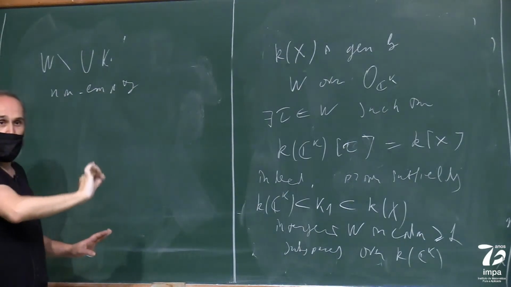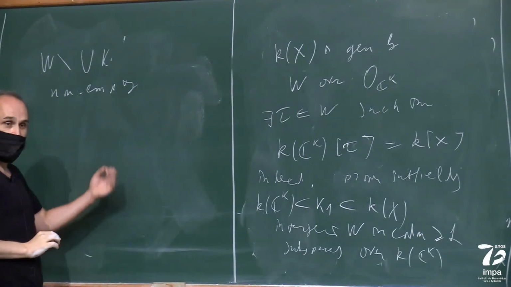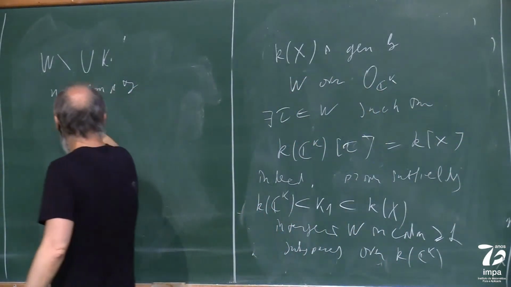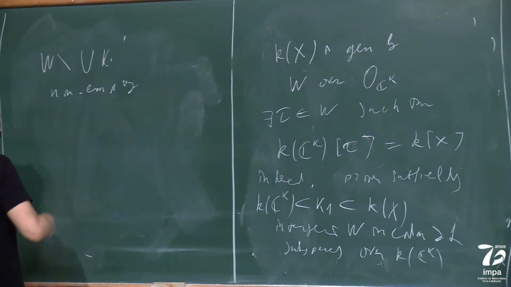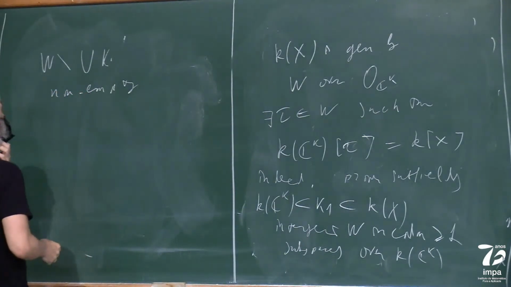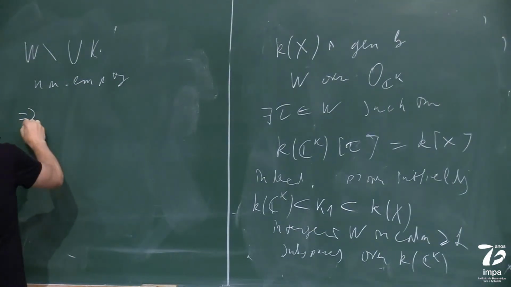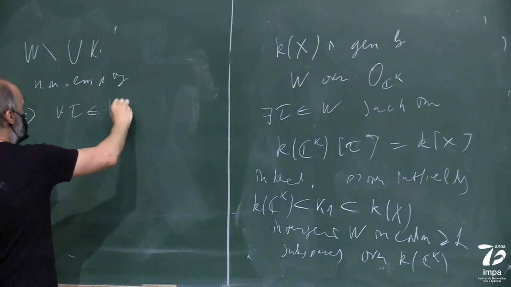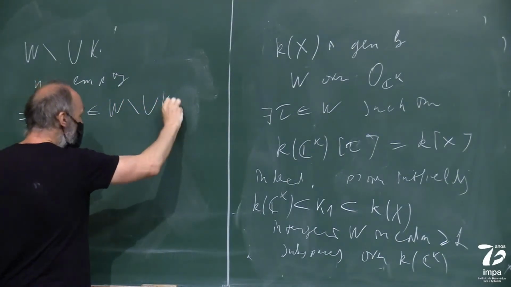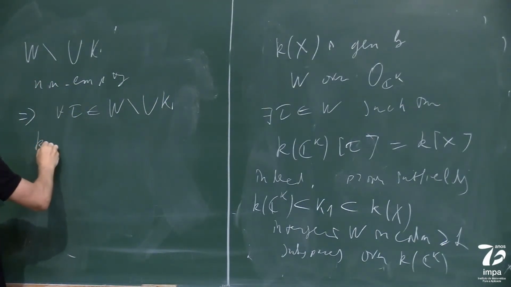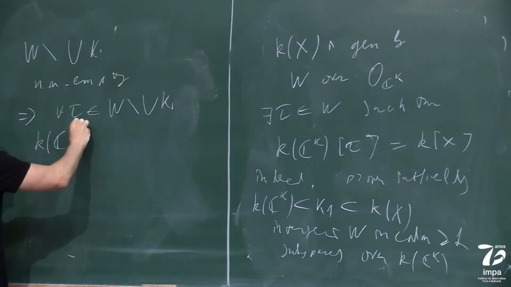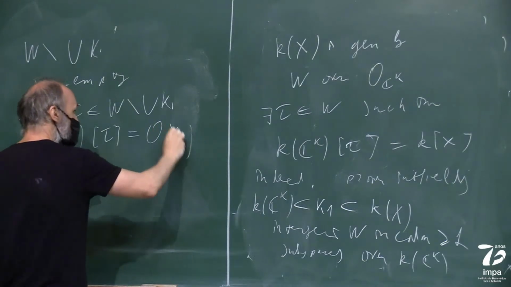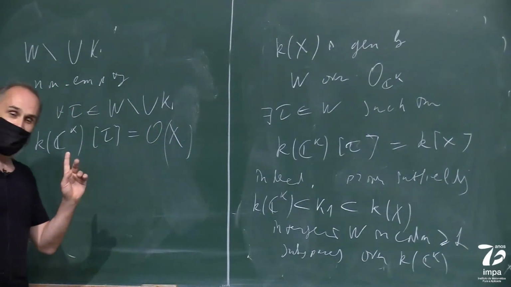This is the same argument as we had before, except that before we had it for a general field, now we have it for W as a vector space, or just a set, it doesn't matter. It's non-empty, and then it implies that for each tau inside W without the union of K_i, K(C^k)(tau) is K(X). This will be our element which we need.